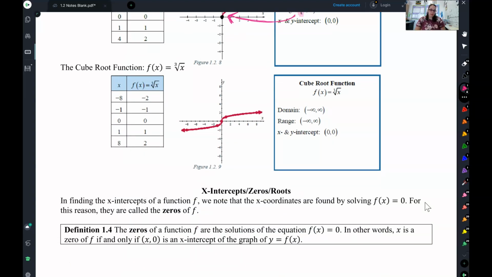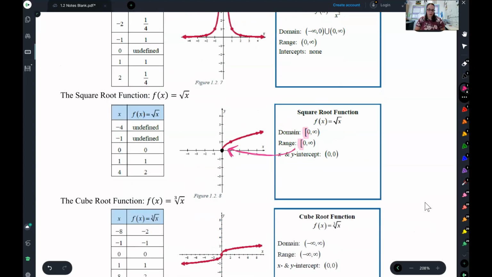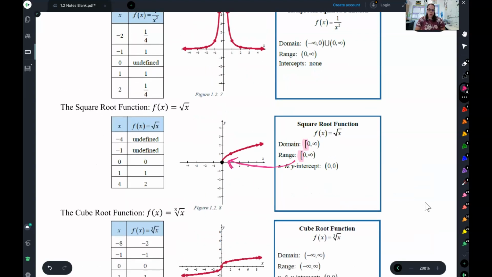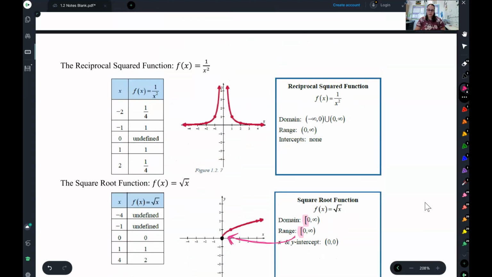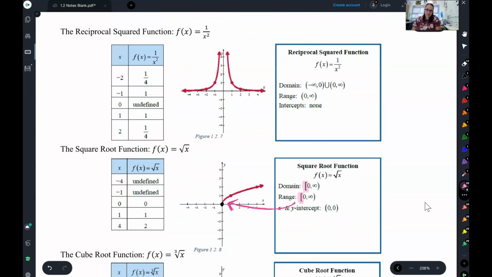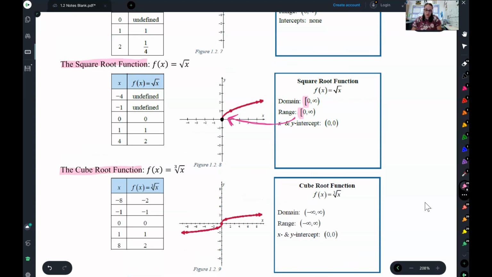The cube root function does not end at a point, keeps going forever and ever both directions. Once again, that's because we can cube root negative numbers. We just cannot square root negative numbers, so that's why it ends. So those are your basic parent functions. Please work on memorizing those. They are very, very important. We're going to use them all semester long.